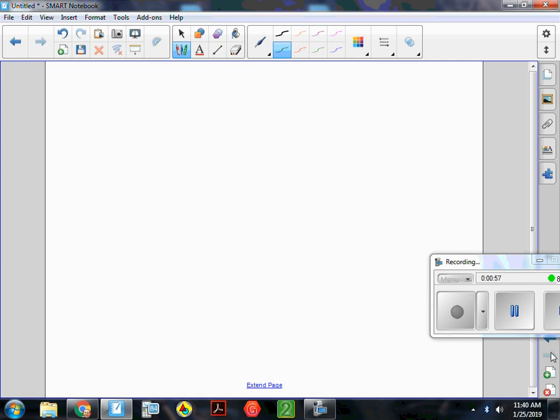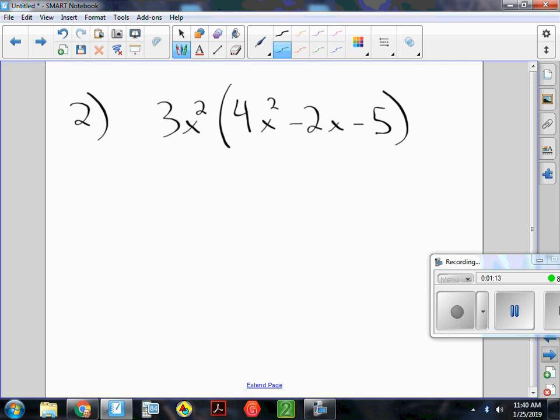My second example is going to look just like that, but instead I'm going to change it to a 3x squared on the outside of the parentheses and a 4x squared minus 2x minus 5 on the inside. We'll change that to a plus 5. Okay, so I'm still going to distribute the 3x squared to each term. So this means 3x squared times 4x squared.